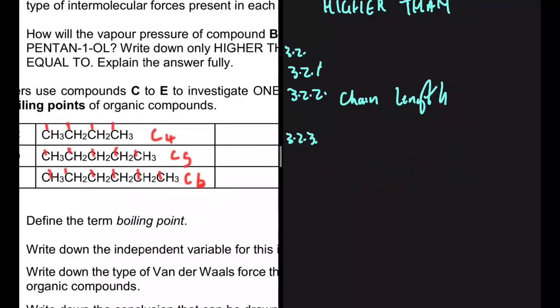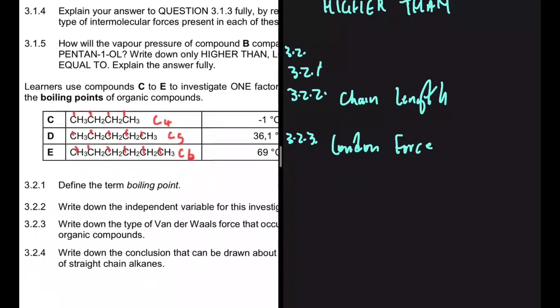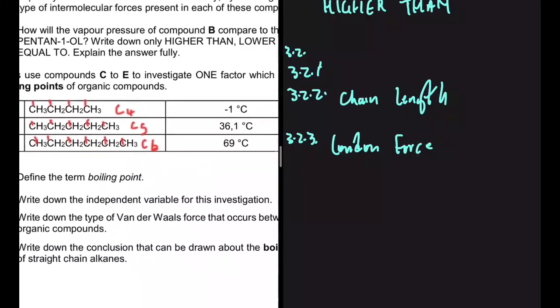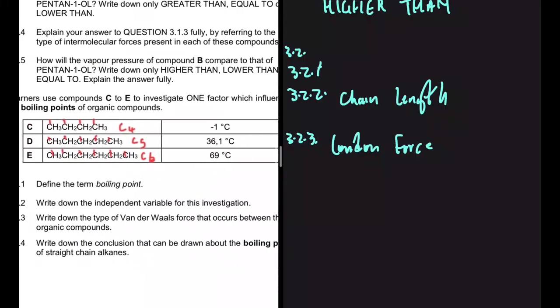So the force that is occurring in compound C, D, and E is actually London force. That is London force, or induced dipole forces. Well, let's look at 3.2.4. Write down the conclusion that can be drawn about the boiling point of straight chain alkanes.